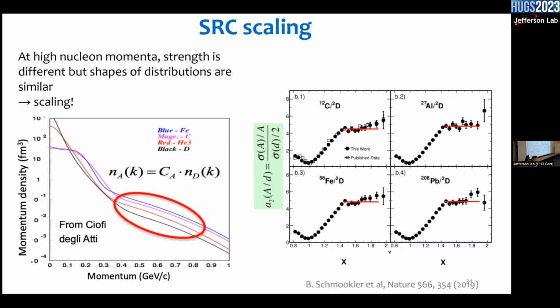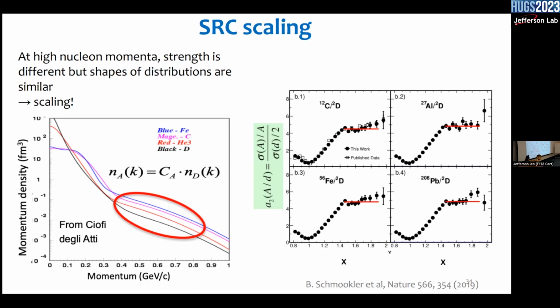And so for high nucleon momenta, this is a factorized calculation. This is the momentum density versus the momentum. Again, think of it like missing momentum. And so what you can say is that no matter what the nucleus, in the tail they might have different strengths, right? But the shapes are all the same.